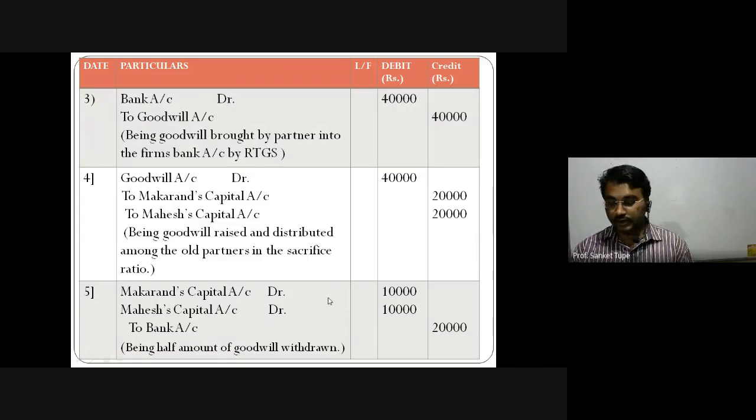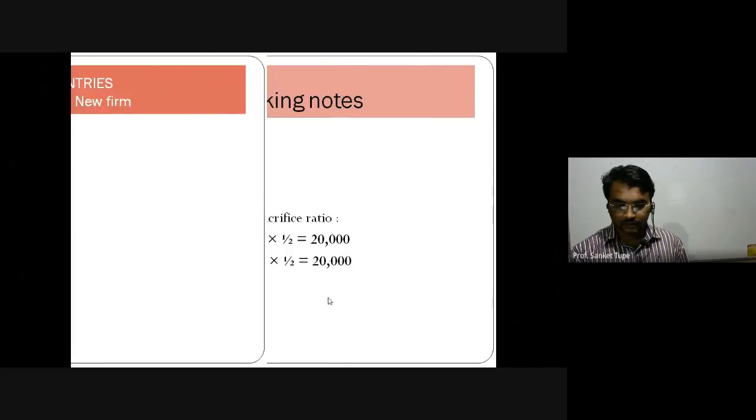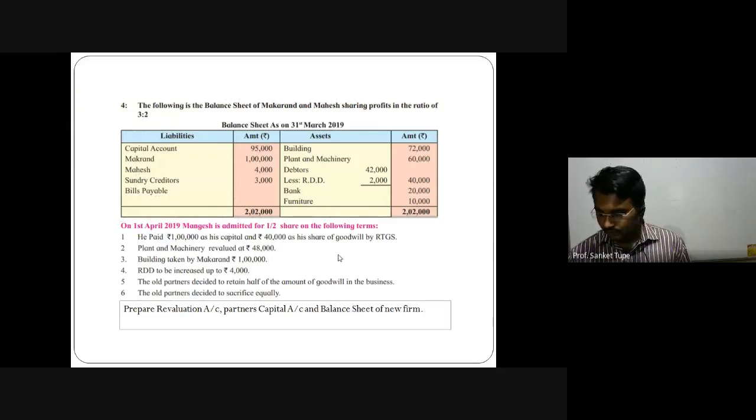एक्चुअली जो मैंने पहले ही डिस्कस किया था, कि adjustment में ये बताया है, I'm showing you the adjustment. See the adjustment. The old partners decided to retain half amount of goodwill in the business. Half amount जो है, ये जो 40,000 उसने लाए है, 40,000 का goodwill, out of that 20,000 will be retained in the business and 20,000 should be what? It will be withdrawn by the old partners.